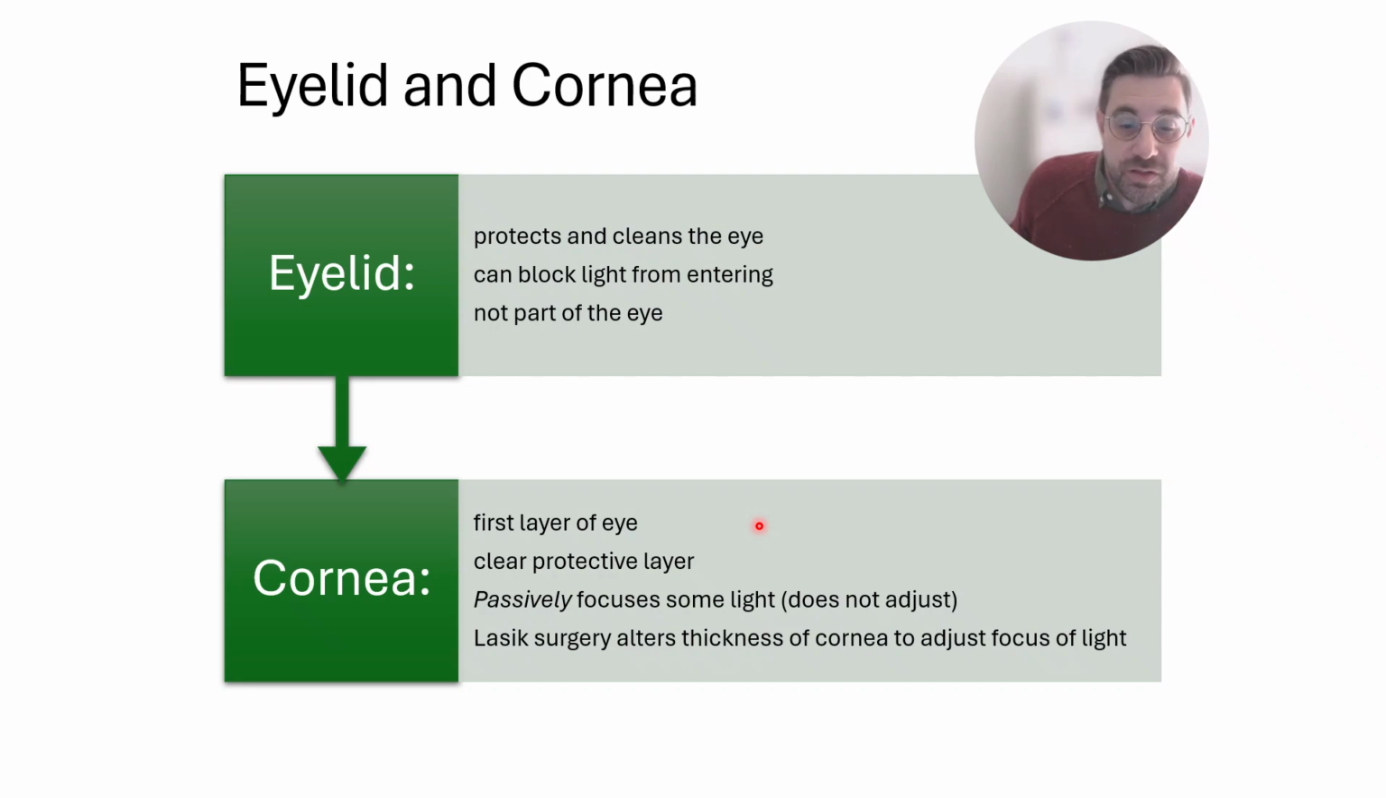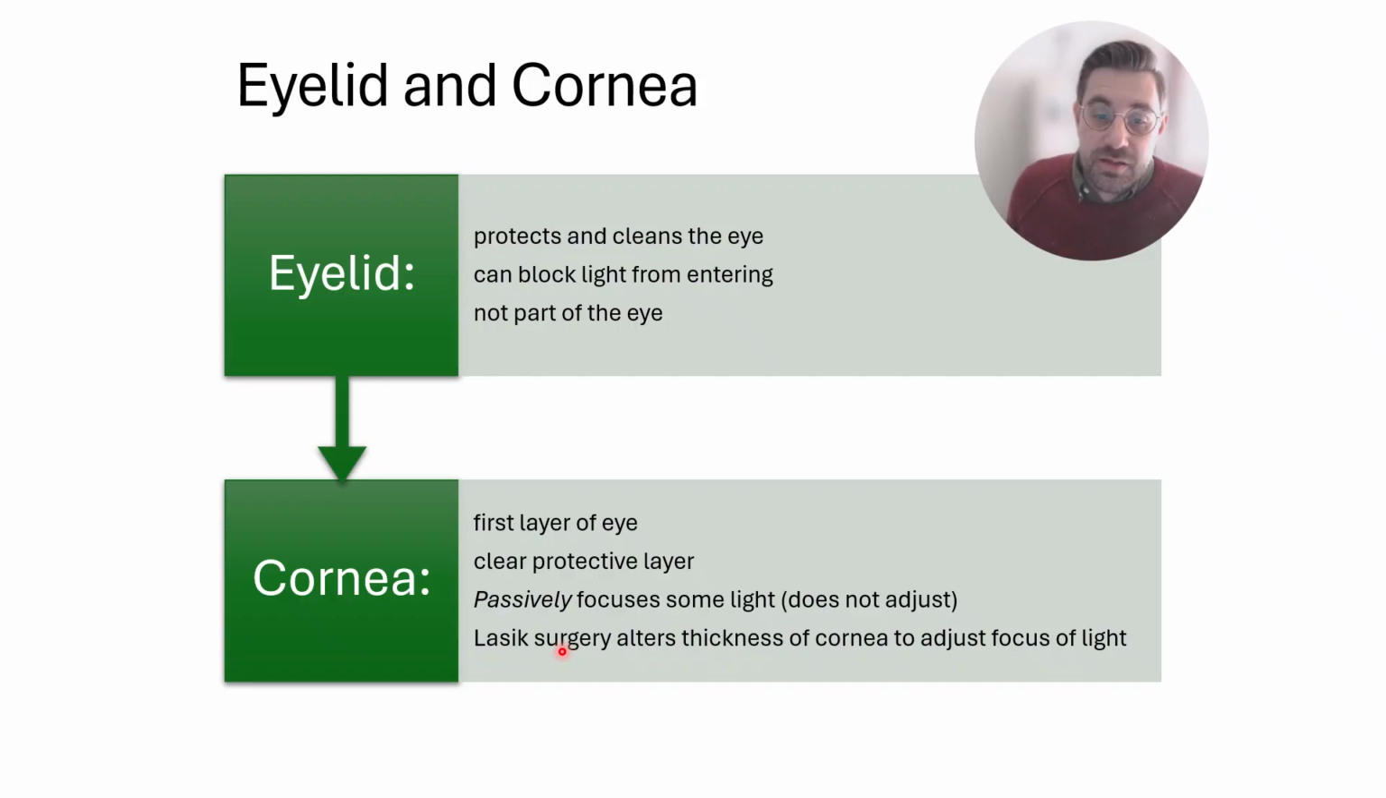The very first layer of the eye is the cornea. It's a clear protective layer. It doesn't have any physiology to it, so it doesn't change shape or do anything. It's just a layer that protects the eye. It does do some focusing of the light, because it's this clear layer that the light goes through. So the light is focused toward the center just a little bit, but it doesn't adjust. It doesn't change shape to adjust the light in different ways depending on where it's coming from or anything like that. So it's a passive filter.